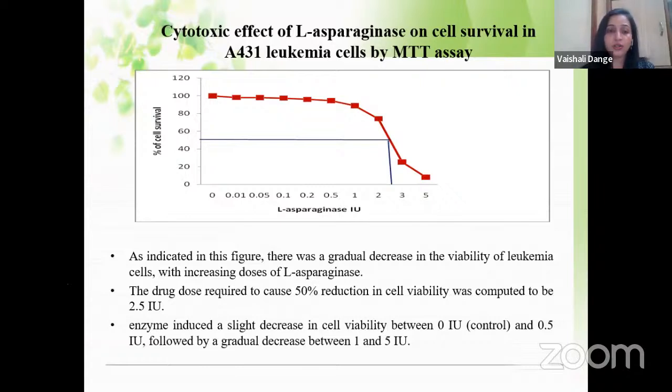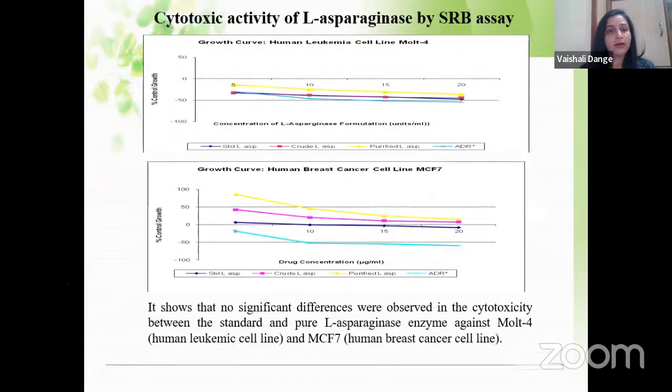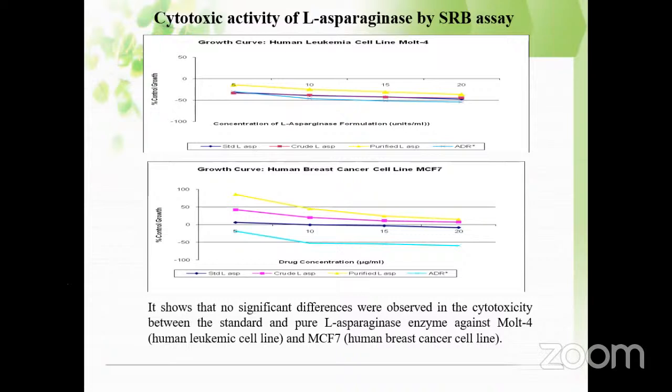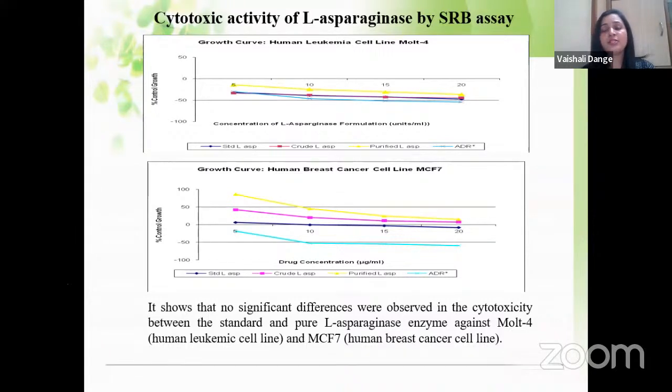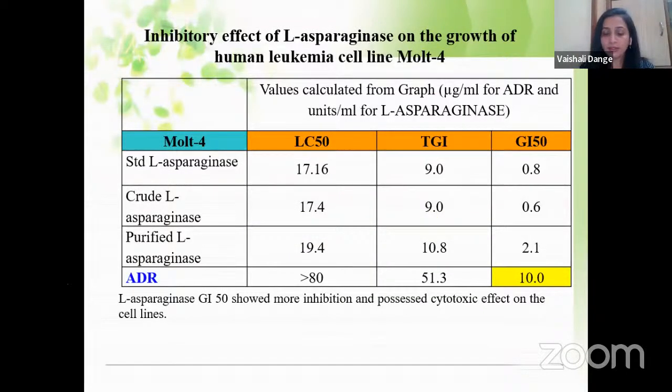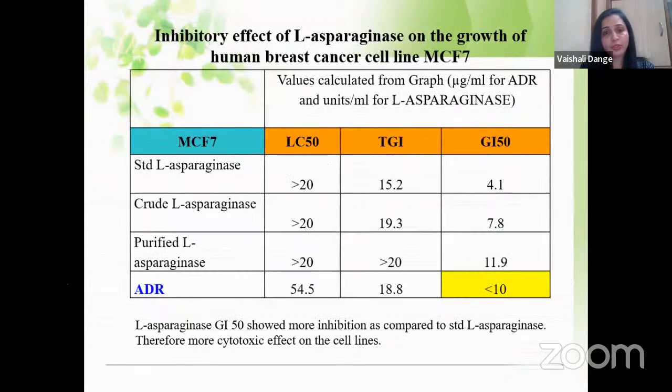It shows the drug dose required to cause a 50% reduction in cell viability. So I checked viability. Here you can see the result, and the two cell lines that were used, MOLT4 and MCF7. I chose the human breast cancer cell line because it is a more favorable cell line, showing the highest positive effect with this isolated L-asparaginase. These are the results that I have got with the Tata Institute.